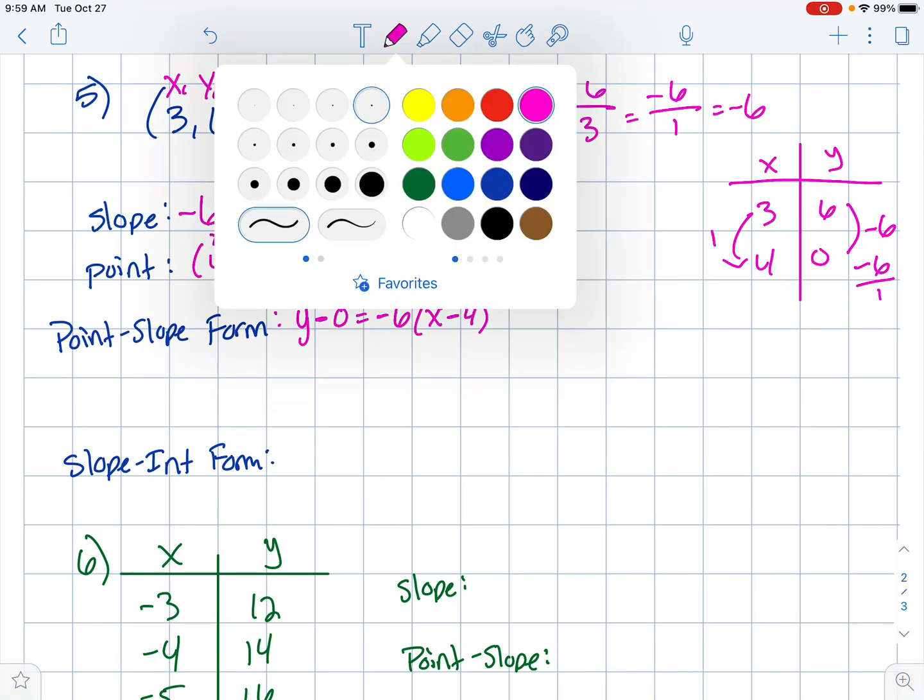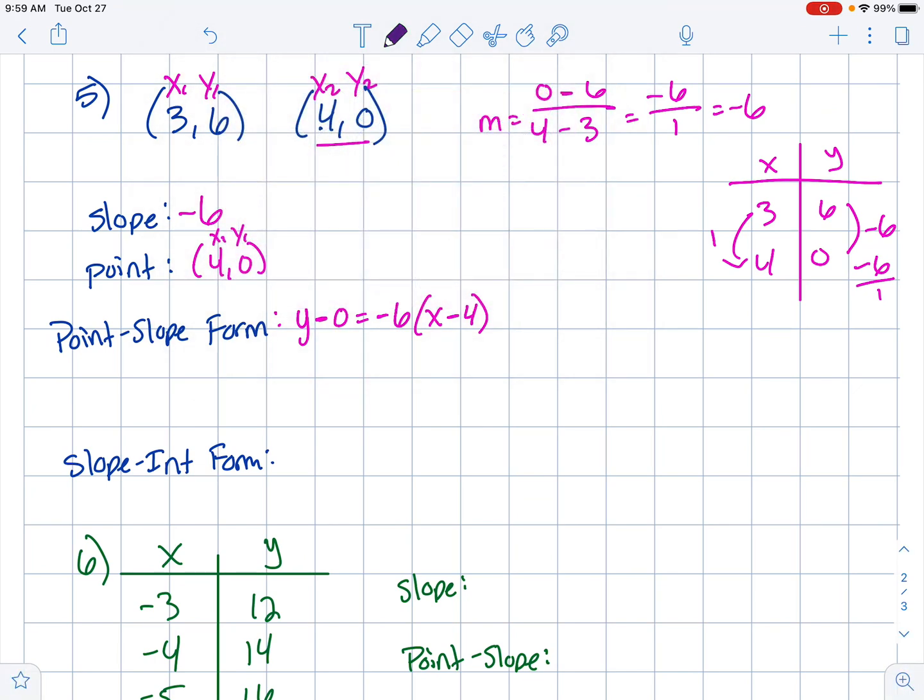If I used the other point, okay, so now I want you guys to try that with this point, 3, 6. That's going to be your x1, y1. Go ahead and write the point slope form with 3, 6. Okay, so you should have gotten y minus my y1 is 6 equals my slope is -6 times x minus my x1 is 3. So those will look different. However, when we solve down for slope intercept form, they will come out to be the same.